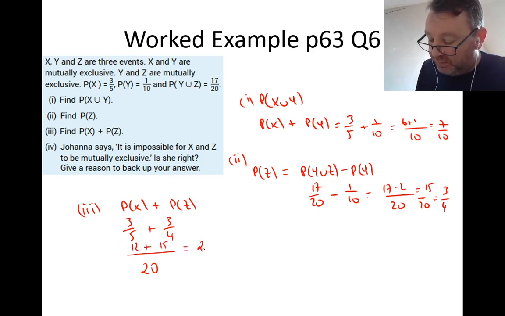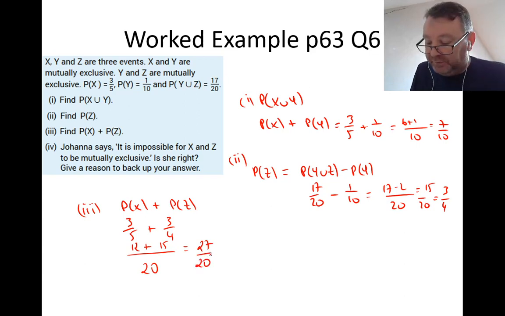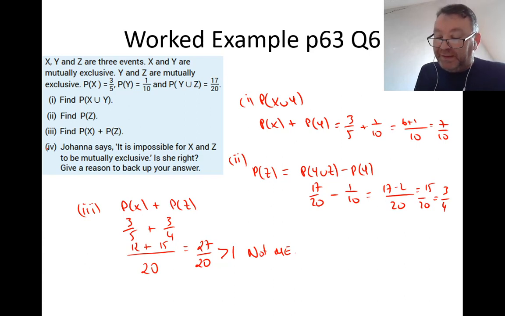What does that give me? Oh, do you notice anything? They are not mutually exclusive because I'm after getting a value that's greater than 1. So because that's greater than 1, they are not mutually exclusive. So there's overlap somewhere. Part 4, Joanna says it is impossible for X and Z to be mutually exclusive. Is she right? Absolutely. Because the probability ends up greater than 1, which is impossible, they are not mutually exclusive. So she's spot on. Good on, Joanna.